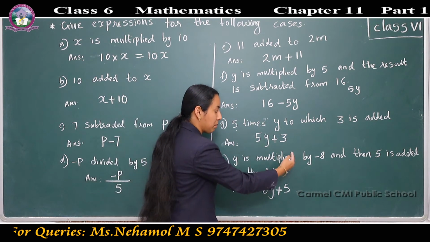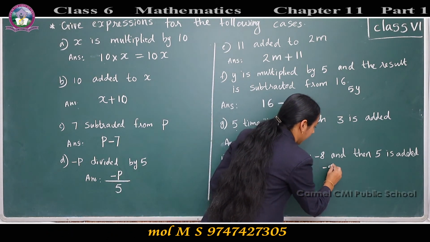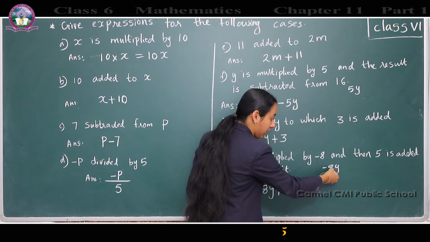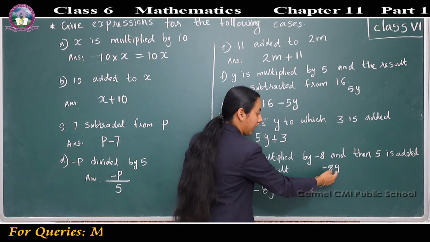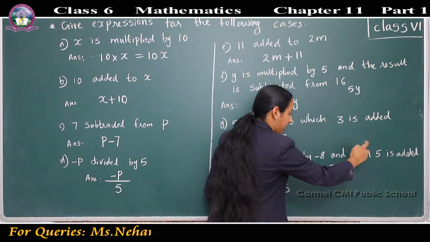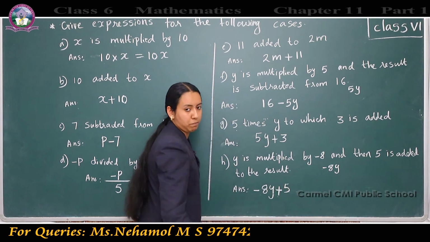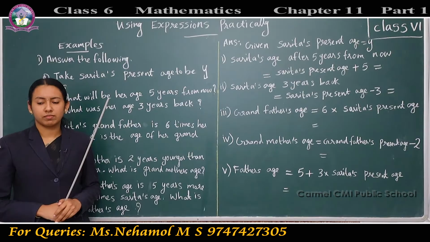Next one, y is multiplied by minus 8 and then 5 is added to the result. y is multiplied by minus 8. So, minus 8y. First you have to put the negative sign, then 8, then y. And then 5 is added. Minus 8y plus 5. That is the corresponding expression.